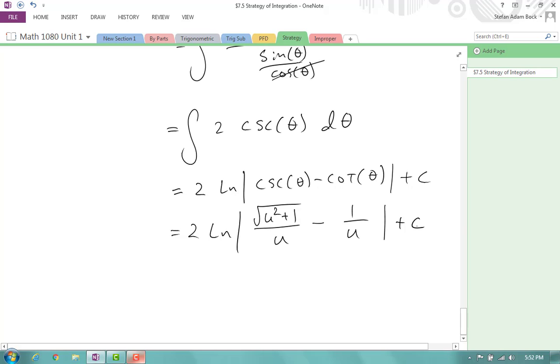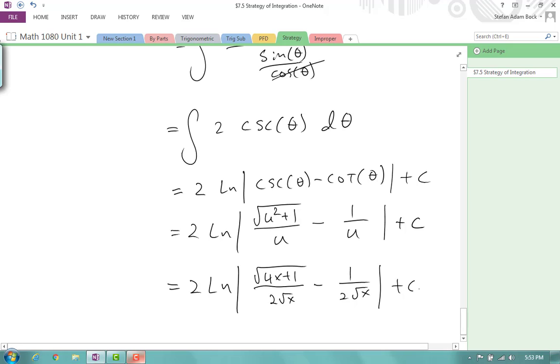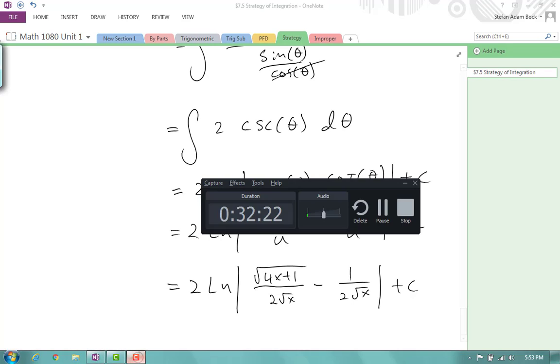But what was my u? Well, my u was 2 times the square root of x. This is 2 natural log square root of 4x plus 1 divided by 2 root x minus 1 over 2 root x plus c. Now you might be thinking, well, this looks a heck of a lot different from the other one. Let's see if we can't make them match up.